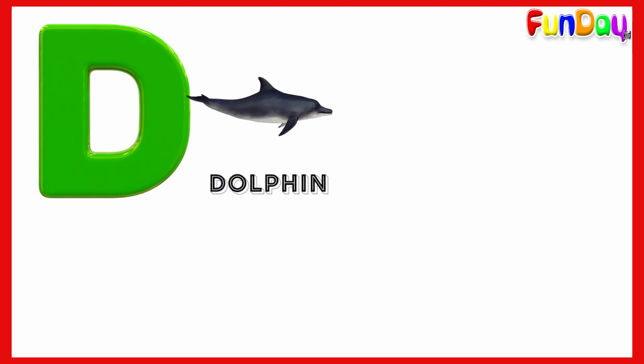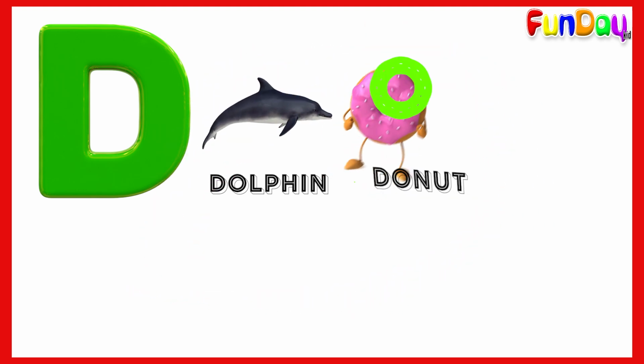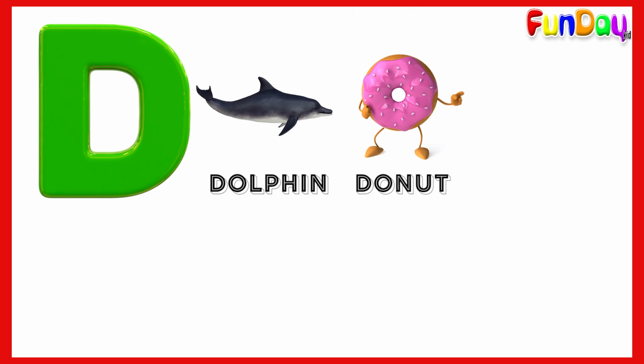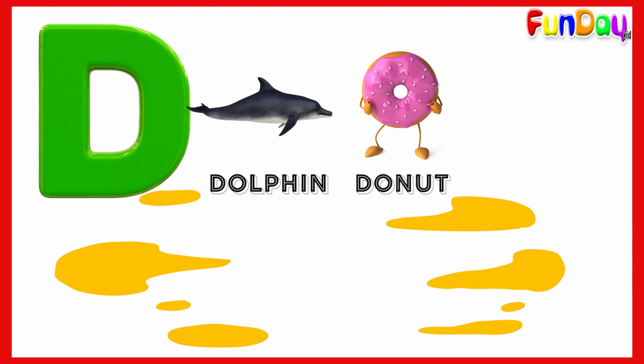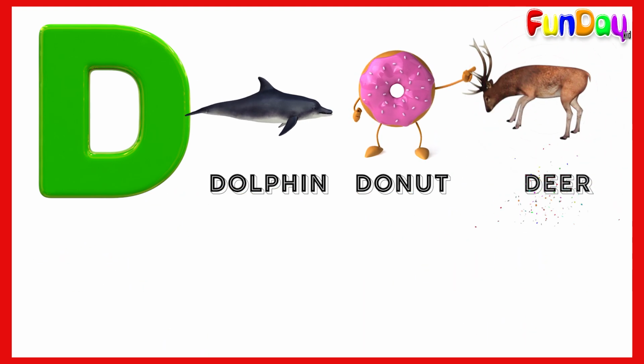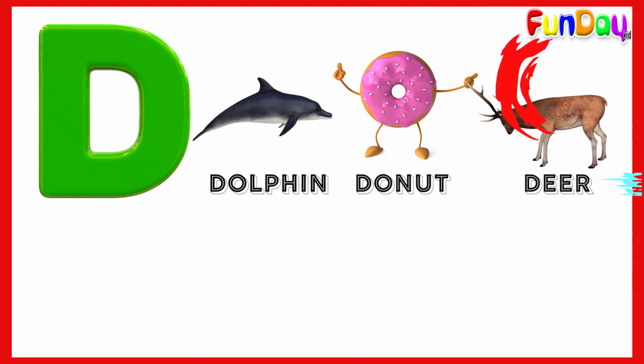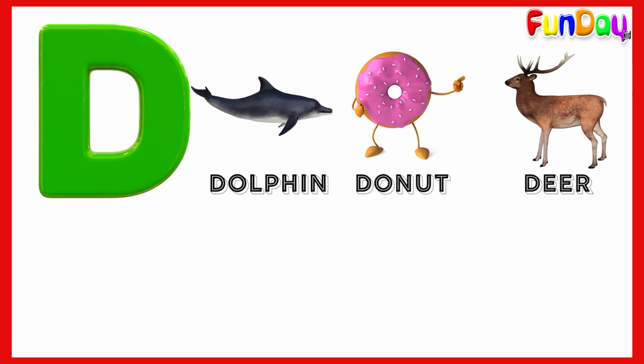This is the letter D. D is for dolphin. D-D-Dolphin. D is for donut. D-D-Donut. D is for deer. D-D-Deer.